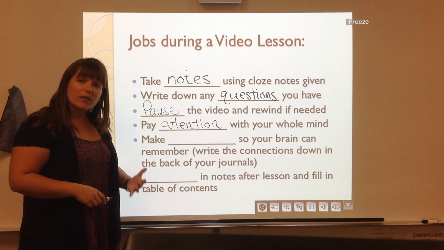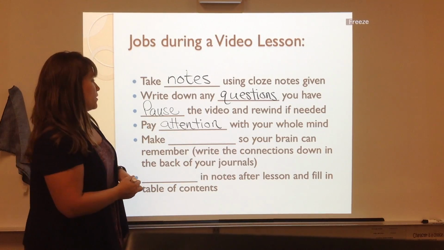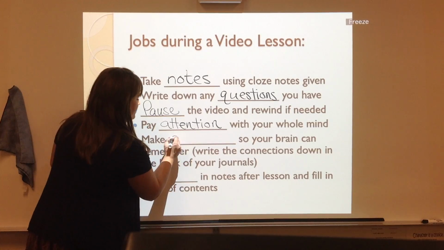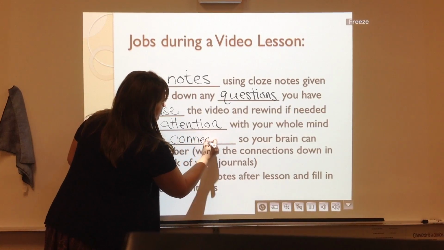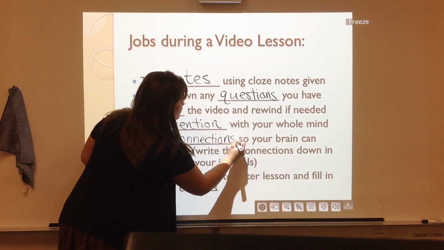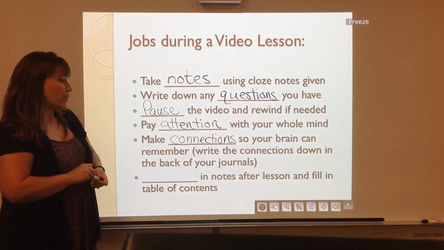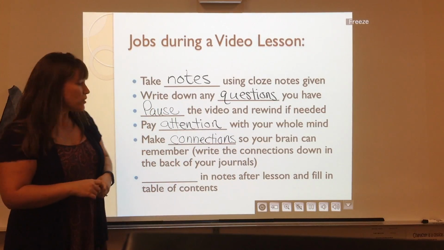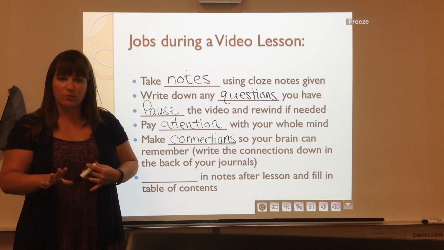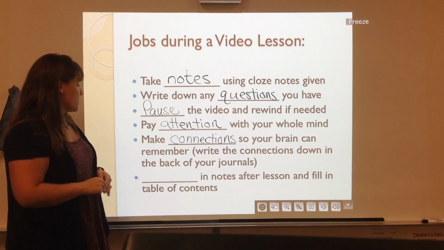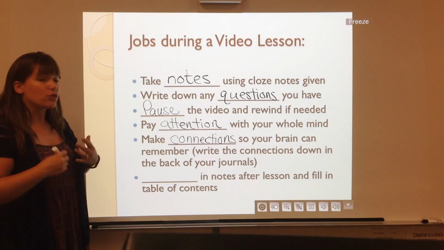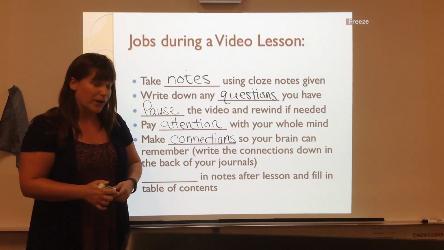The next bullet point is to make connections so that your brain can remember. You're going to want to write maybe the connections down if you want to in the back of your journals. I'll explain more about how your journals work as well. And the last one is to glue in the notes after you're done writing about them.